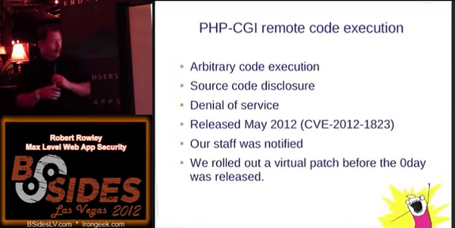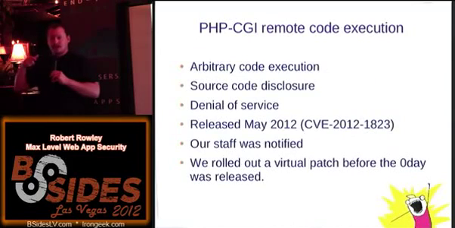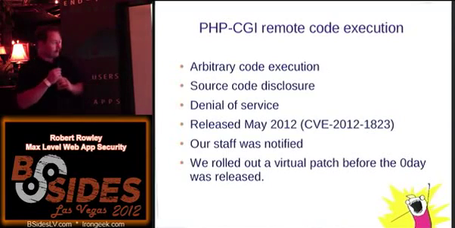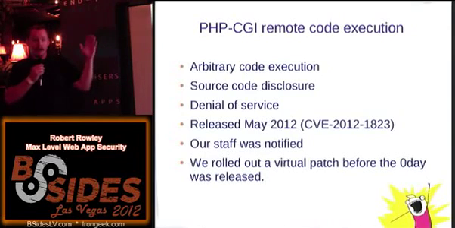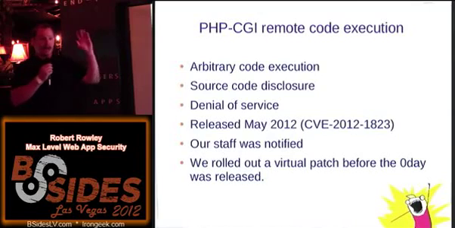So I'm going to talk now about a new exploit. Who here knows about the PHP-CGI remote code execution exploit? This was a really cool one. Basically, it allowed arbitrary code execution. It also allowed source code disclosure, as well as denial of service. You could pretty much do anything you wanted if the host you're running on was running PHP in CGI mode and didn't have this patch applied. This was released in May 2012, so it's much more recent.